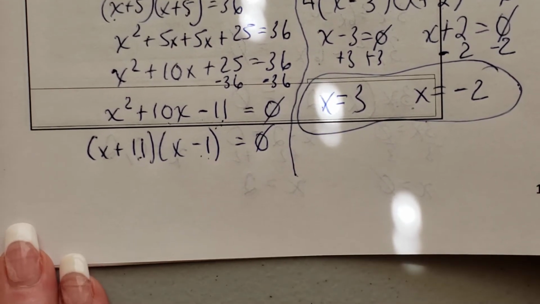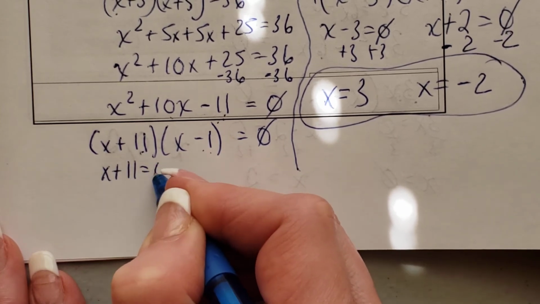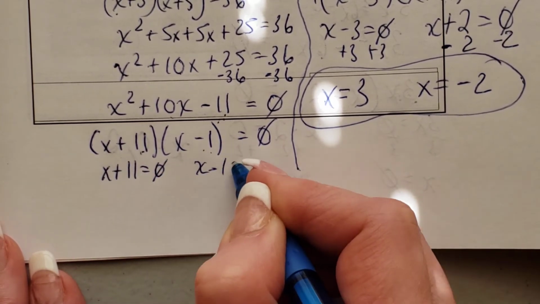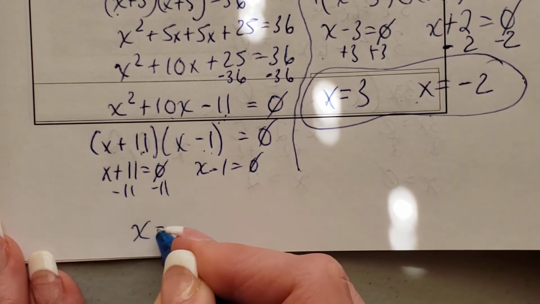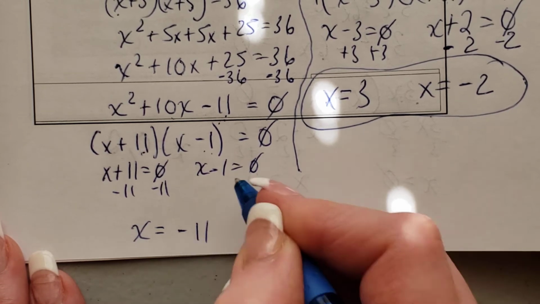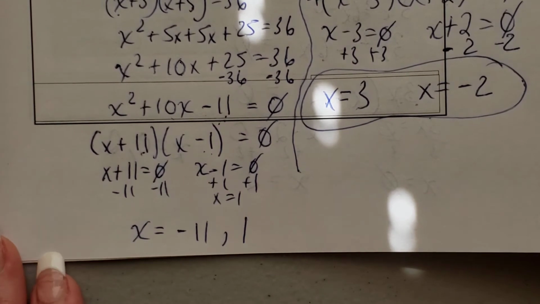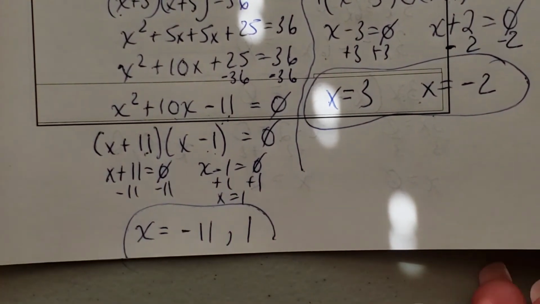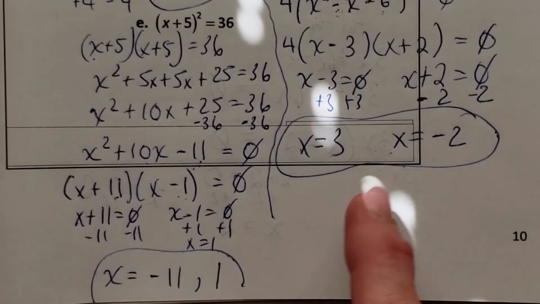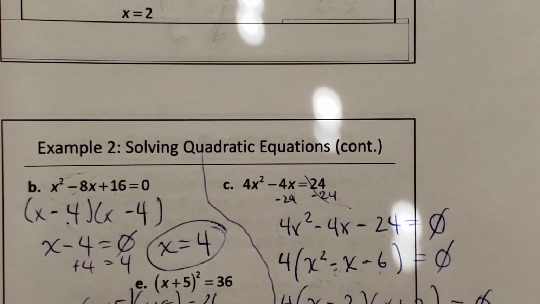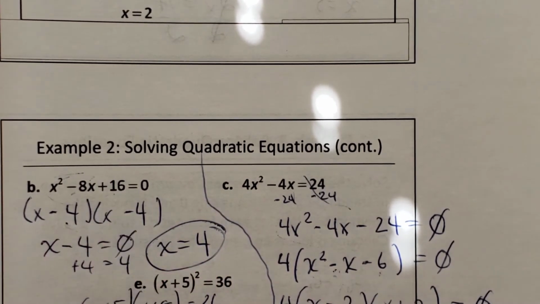Now I'm not finished. I still have to figure out what x could be. So I've got to set my first expression equal to 0, my second one equal to 0. So I would subtract 11 from both sides. So x could be negative 11 or x could be 1. Those are my two answers. I have solved that quadratic equation. So these two have two different answers, and this one only has one, and the only reason it has one is because these matched.